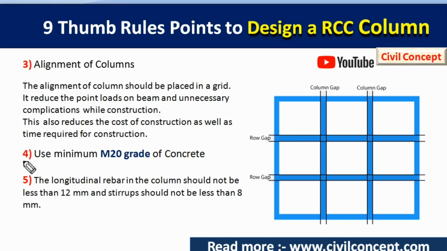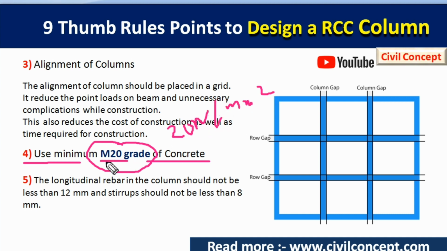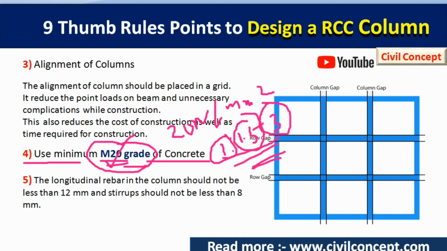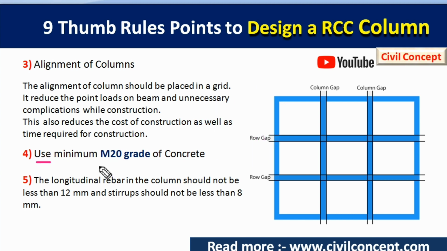Now point number 4 is use minimum M20 grade of concrete. M20 grade of concrete means the compressive strength of the concrete for a column should not be less than 20 Newton per mm square. M is a mix ratio, and the mix ratio should not be less than 1 is to 1.5 is to 3. So this is the mix ratio: 1 part of cement, 1.5 parts of sand and 3 parts of aggregate. This is called the ratio of M20 grade of concrete. So we should not use less than M20 grade of concrete if we are constructing a column.